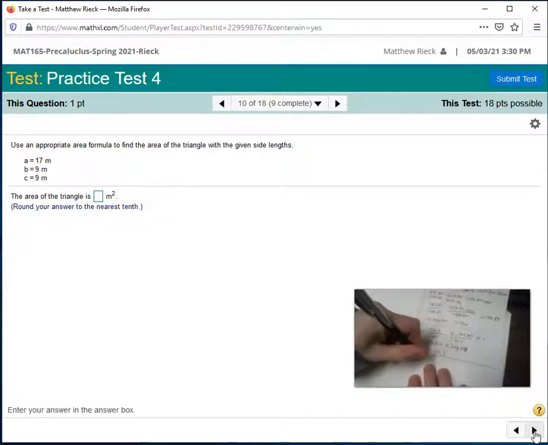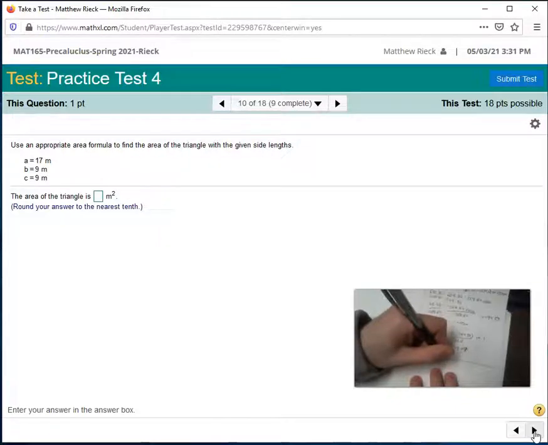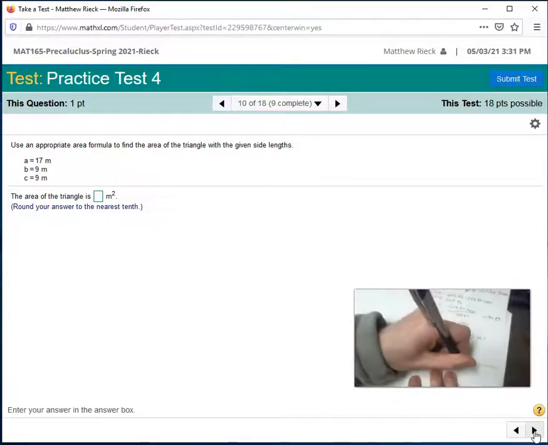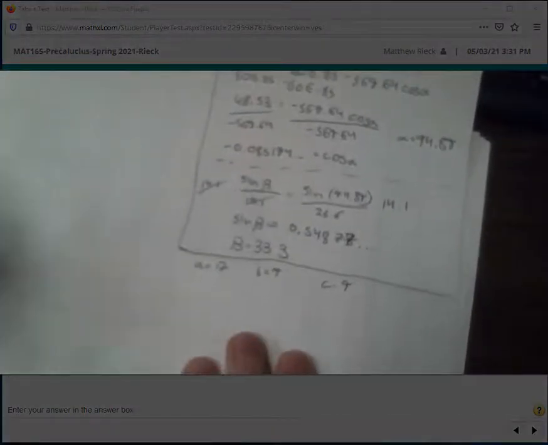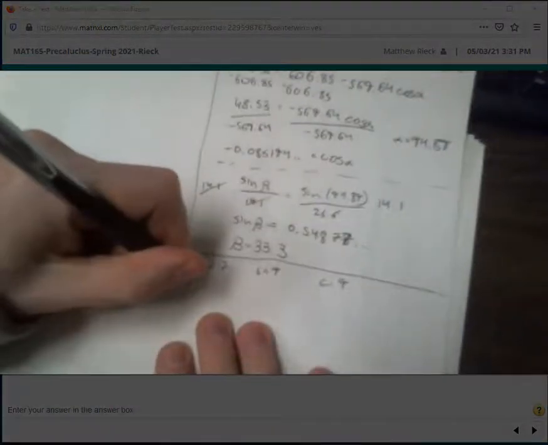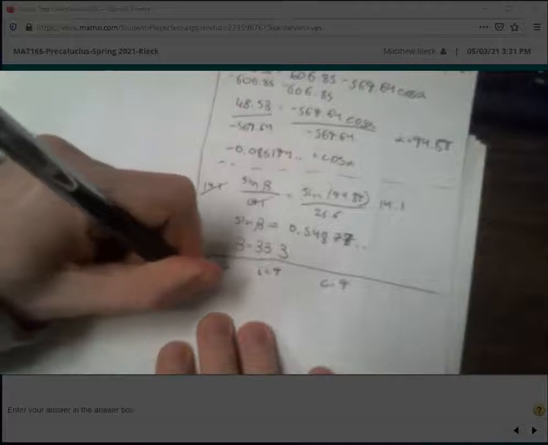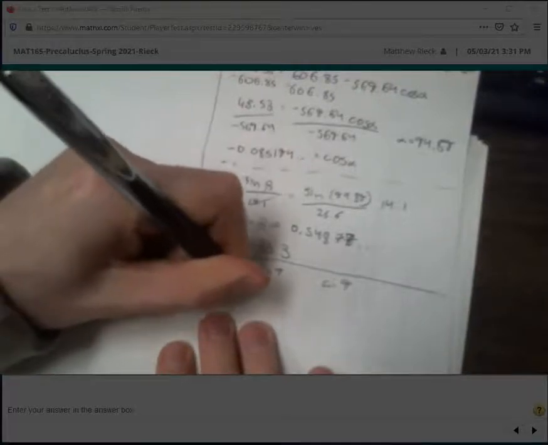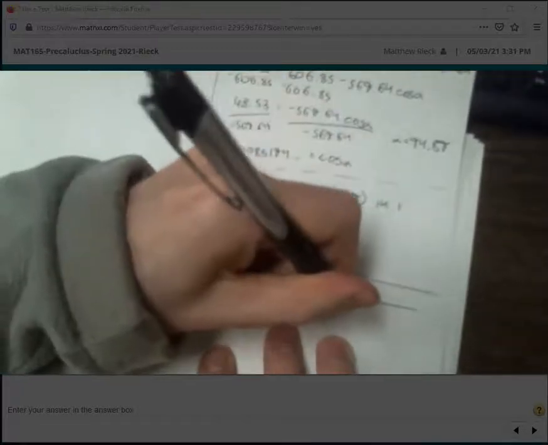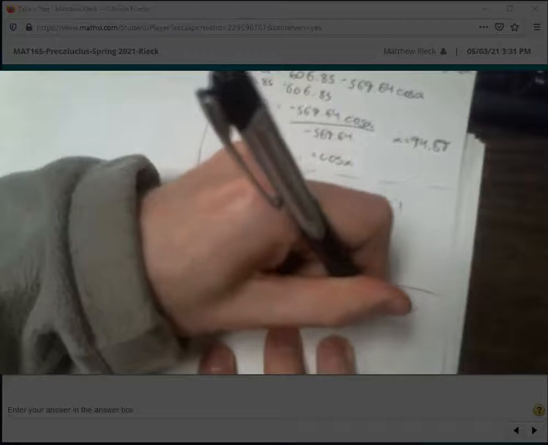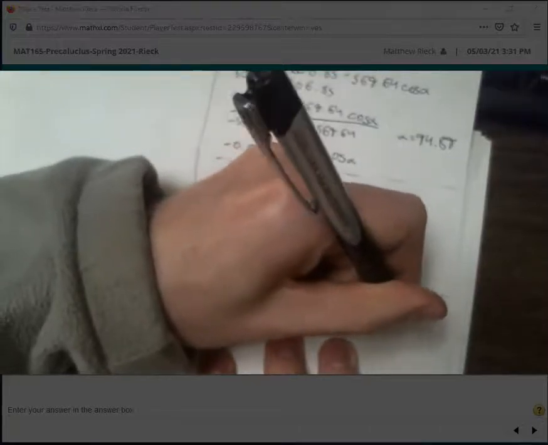All right. Here we're asked to find the area of a triangle if the sides are 17, 9, and 9. So to find my area, I can start off by finding the semi-perimeter, which is going to be 1/2 of A plus B plus C. And then my area is going to be the square root of the semi-perimeter times the semi-perimeter minus A times semi-perimeter minus B times semi-perimeter minus C.